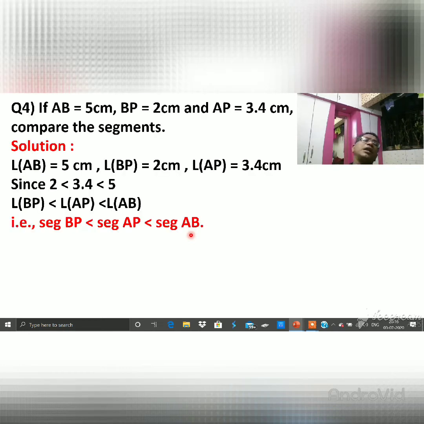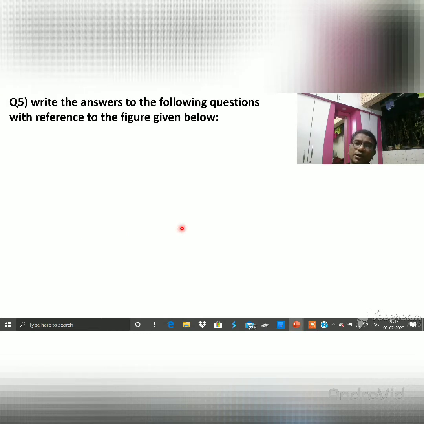If you don't understand, I will explain again. AB is 5 centimeter, BP is 2 centimeter, AP is 3.4 centimeter. So the smallest number is 2. So 2 is smaller than 3.4, 3.4 is smaller than 5. 2 is BP, so I write here BP. 3.4 is AP, so I write here AP. 5 is AB, so I write here AB. So the smallest is BP. Segment BP is smaller than AP, AP is smaller than AB. In such a way we are comparing.